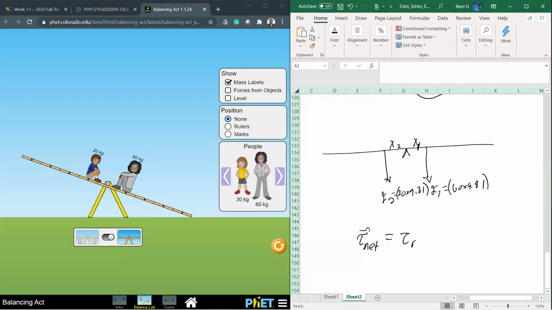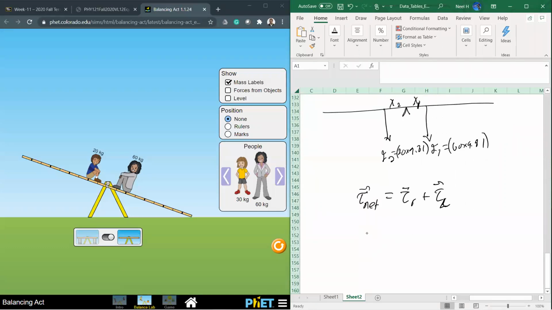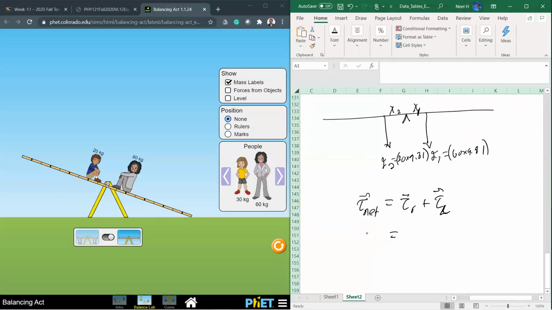net is actually torque right plus torque left. If you do that, torque right is equal x1 times F1, which is negative direction, plus torque left is equal F2 times X2. X1 and X2 is same, cancels out. Technically, this is the difference between these two forces, right? So the minus F1 is equal 60 times 9.81 plus F2 is equal 20 times 9.81.